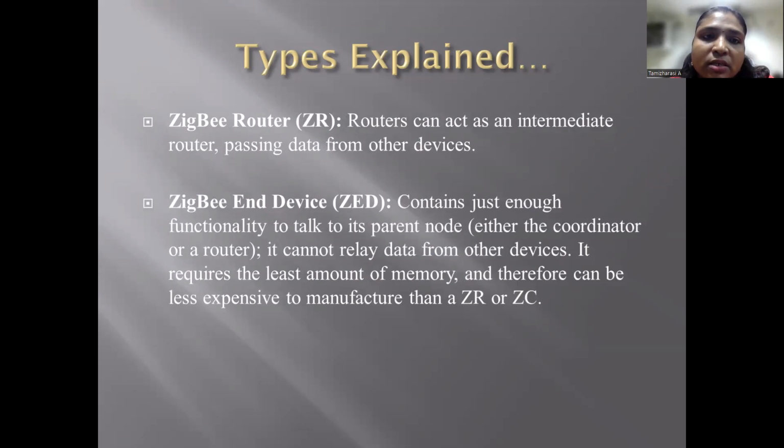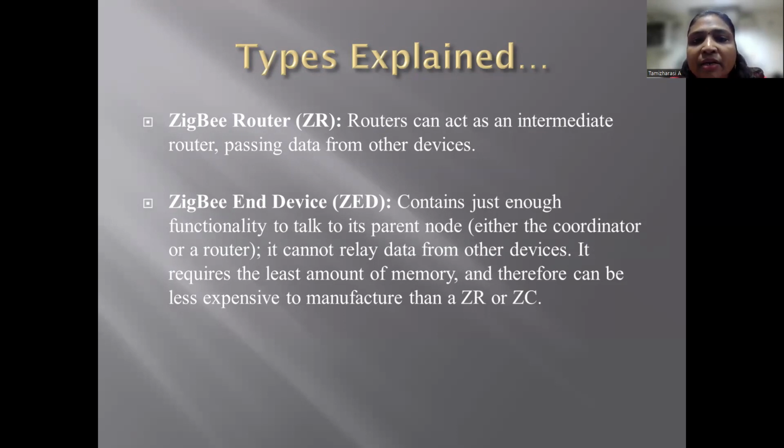The next is the Zigbee router. This router acts as an intermediate between the devices, and it helps to transfer the data from one device to another device, and it maintains the routing table. The coordinator will also maintain the routing table.